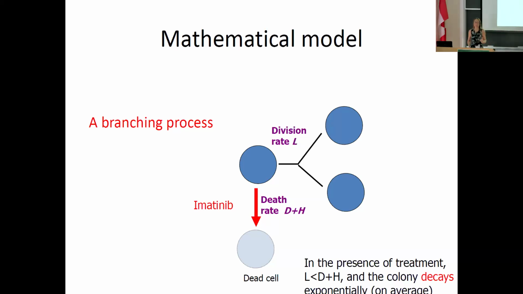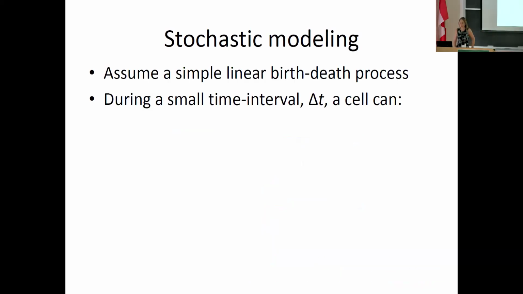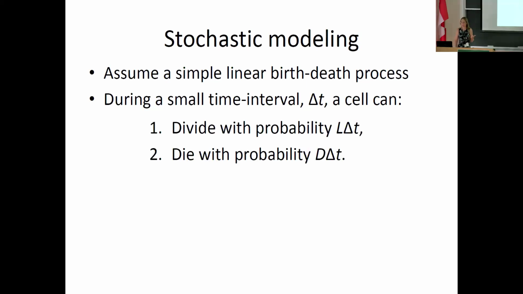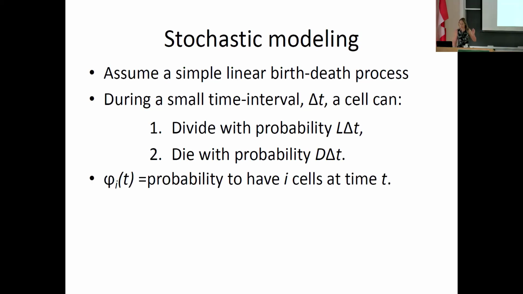Okay, so in the best case scenario, this is what happens, and this is ideal. Unfortunately, it's not always like this. So just to show you a few slides on stochastic modeling, how you approach it. This is pretty standard. So we assume a linear birth-death process. In this simplest diagram, I only had divisions and death and only one type of cell.